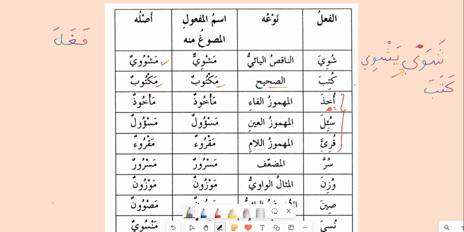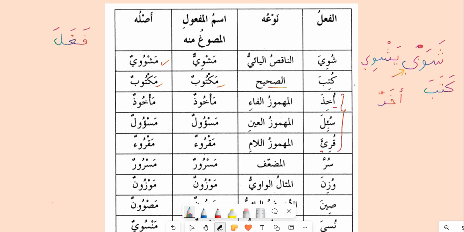That's why here this verb is called al mahmuz al fa. Why? Because in the place of fa there is a hamza. That's why it is called mahmuz al fa. Then the second one, su'ila, in the middle there is hamza, so that's why it is called mahmuz al ain. And here it is called mahmuz al lam because it is in the place of last, that is the lam, lam al fa'il.